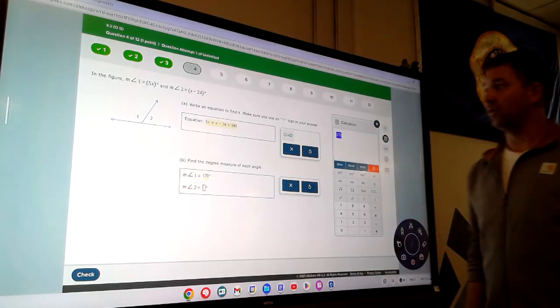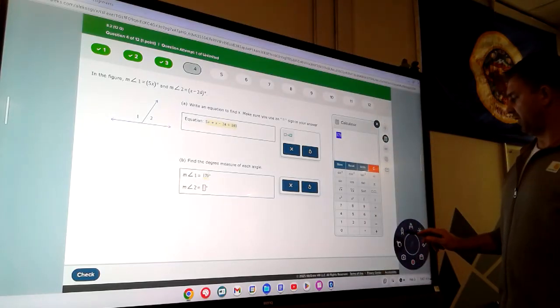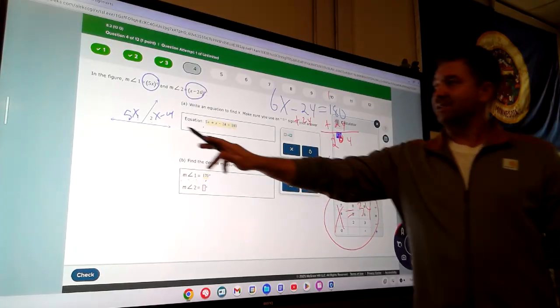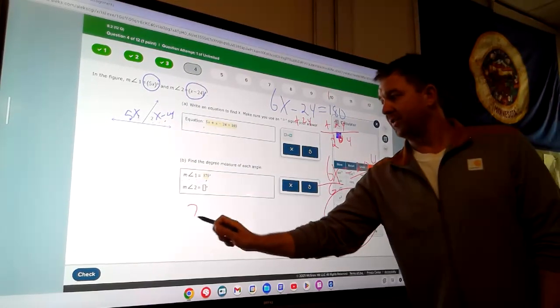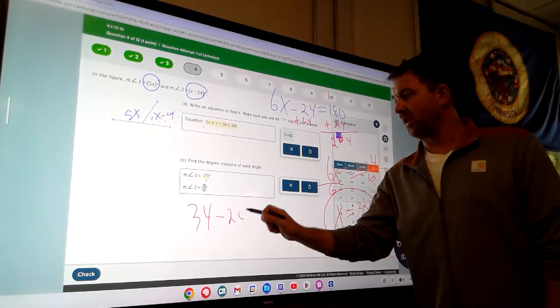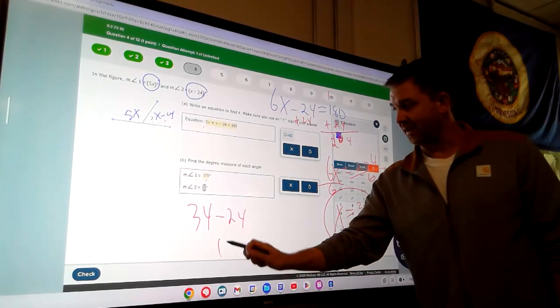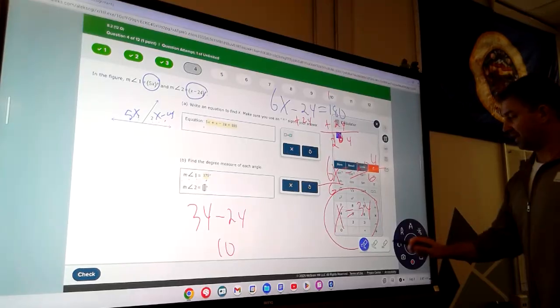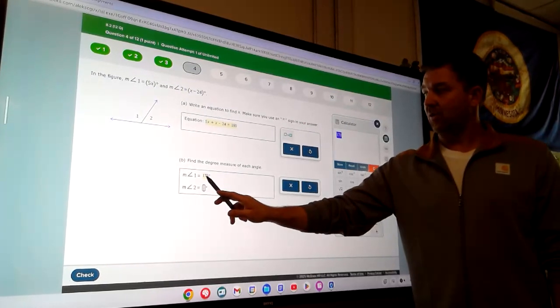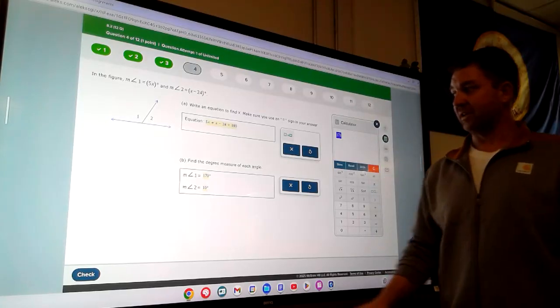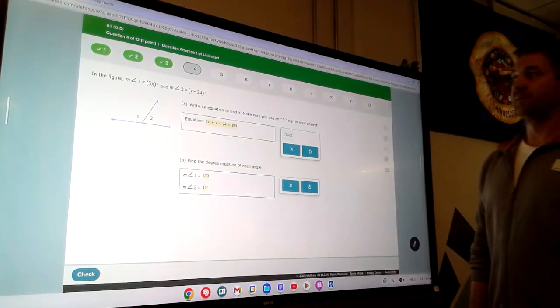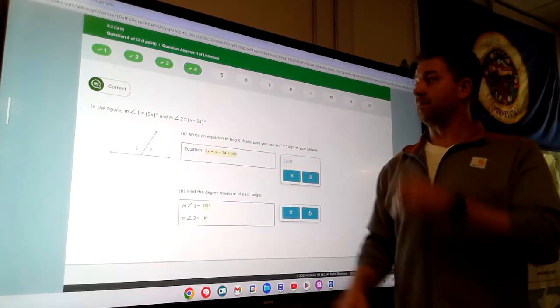Now, the measure of angle 2. If you look at it again over here, it says it's x minus 24. We said x is 34. What's 34 minus 24? Yeah, 10. It should be, because if you think about it, these two angles had to equal 180. That's the only thing that's left. 10, just like that. Got that one.